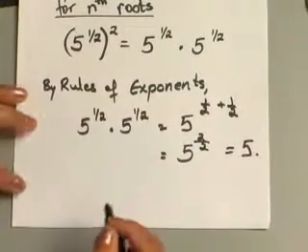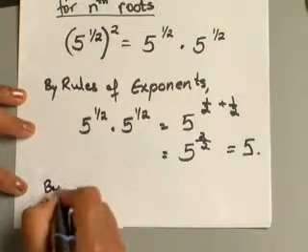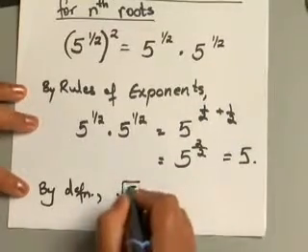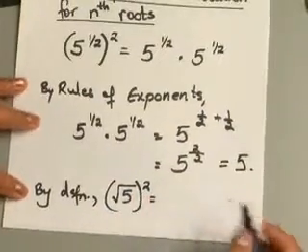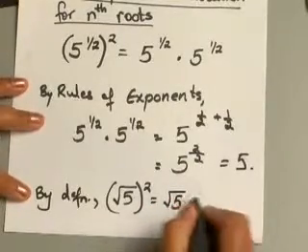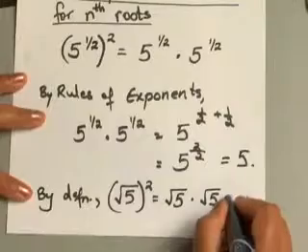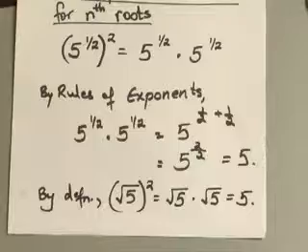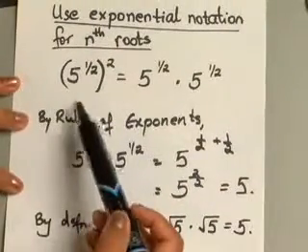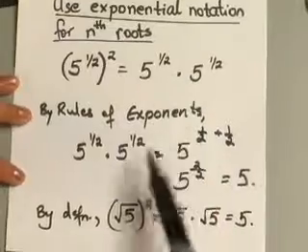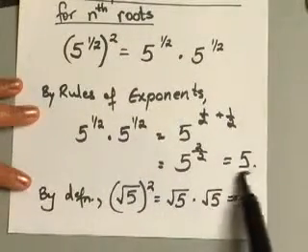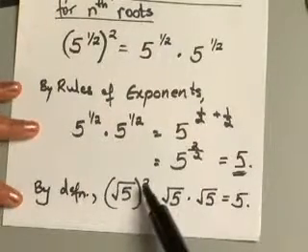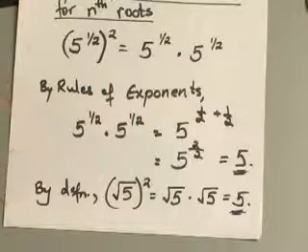Now let's consider if we had something of this form, and we saw this in section 10.1, where if I take the square root of 5 and I square that, which is the same thing as square root of 5 times square root of 5, I know the value for that expression also is 5. So when I applied rules of exponents to this expression, I ended up with 5 as my answer. When I use the definition of a square root and square that expression, I also ended up with 5 as my answer.